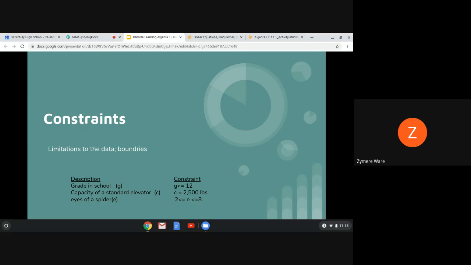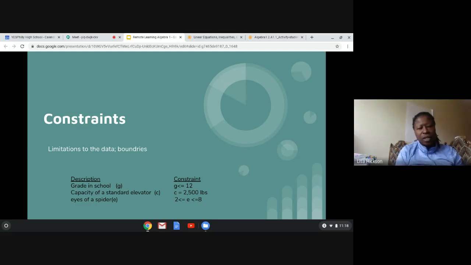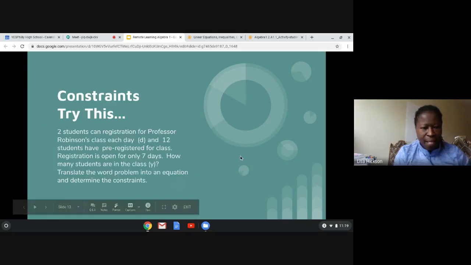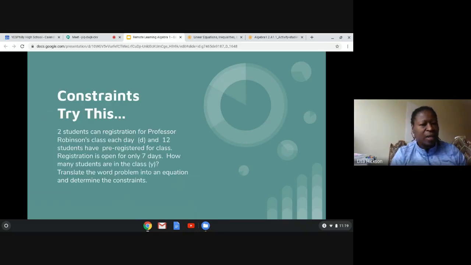Yes. All right. So again, a constraint is a limit. Like, when somebody constrains you, they hold you. Well, that's what constraints do in math. Sometimes they are necessary. All right, constraints. Here we go.